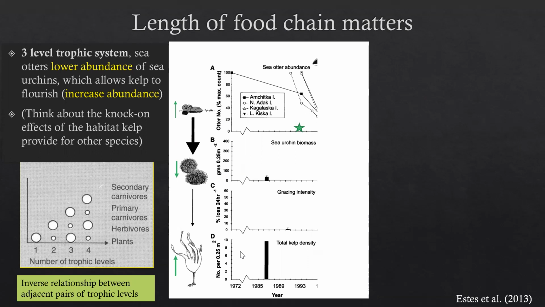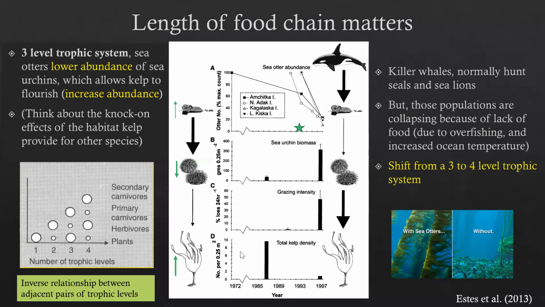However, we're seeing a shift in this food chain. We're seeing a shift from a 3-trophic system to a 4-trophic system. And in environments where 4-trophic systems were natural and those environments evolved in 4-trophic systems, we don't see much of an impact, maybe as we do here.